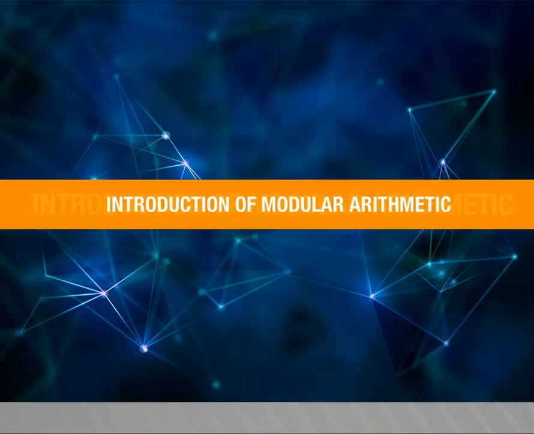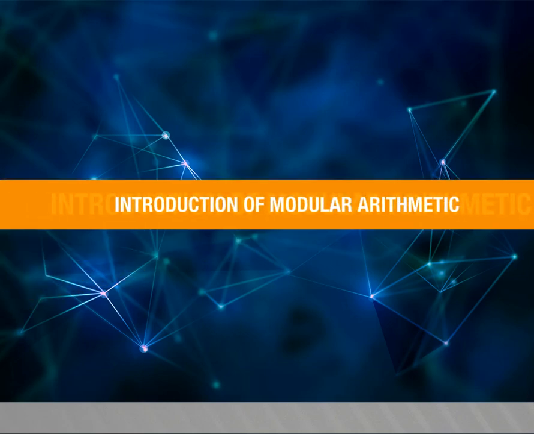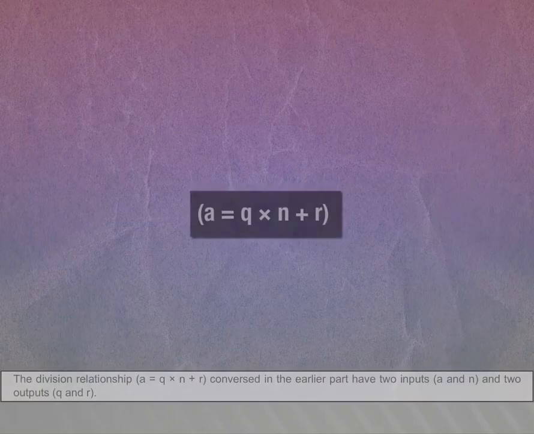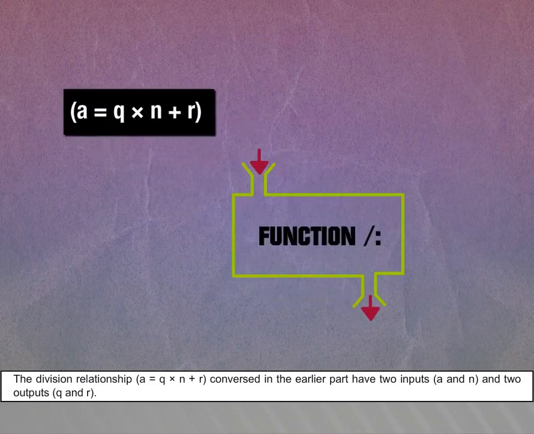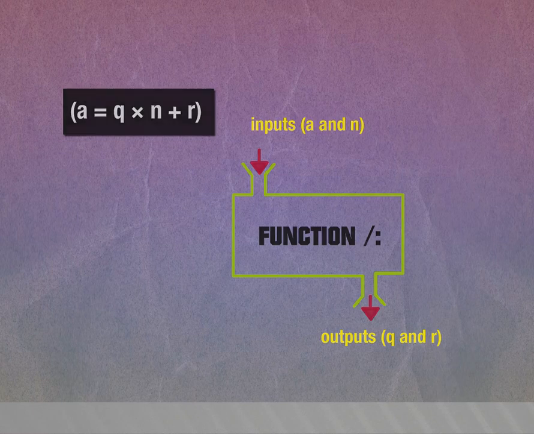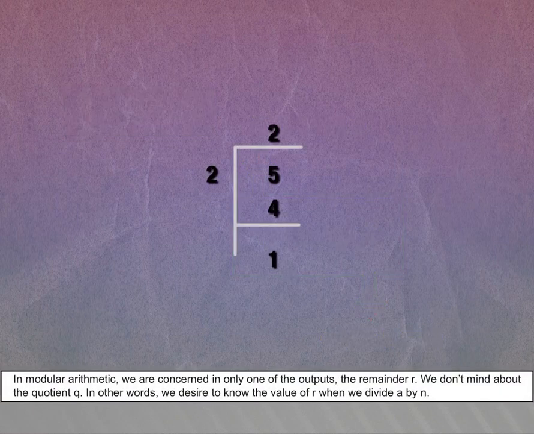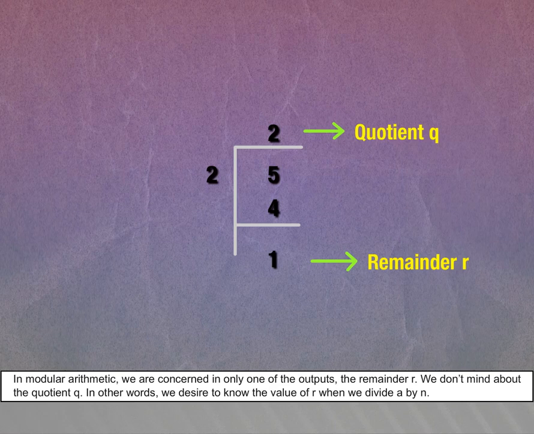Introduction of modular arithmetic. In this video, we are going to see about introduction of modular arithmetic. The division relationship A is equal to Q into N plus R, discussed in the earlier part, has two inputs A and N and two outputs Q and R. In modular arithmetic, we are interested in only one of the outputs, the remainder R. We don't care about the quotient Q. In other words, we want to know the value of R when we divide A by N.